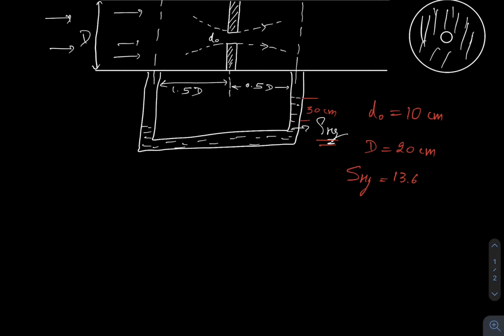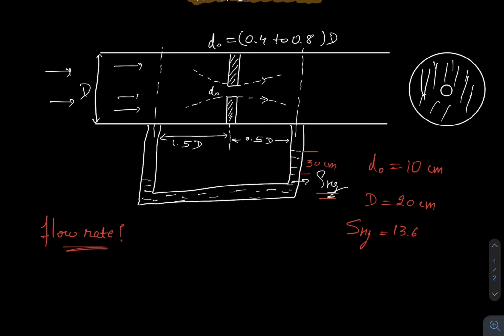Now what we need to find out is the flow rate. Also the flowing fluid here is oil, and the specific gravity of oil is given as 0.8. And the coefficient of discharge is 0.64. You see, it's quite less than the Venturi meter.